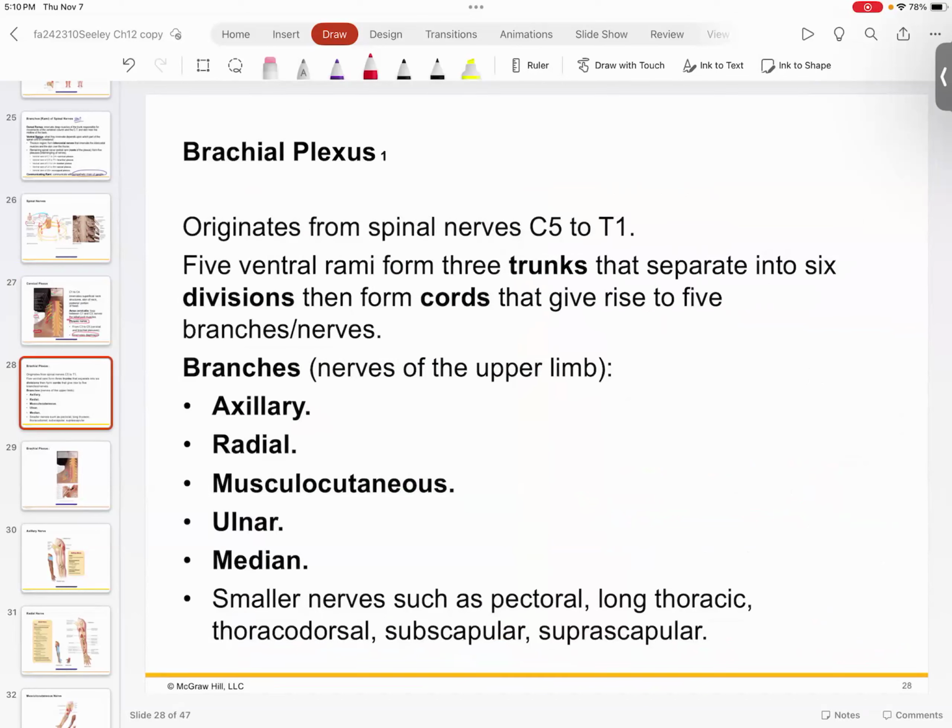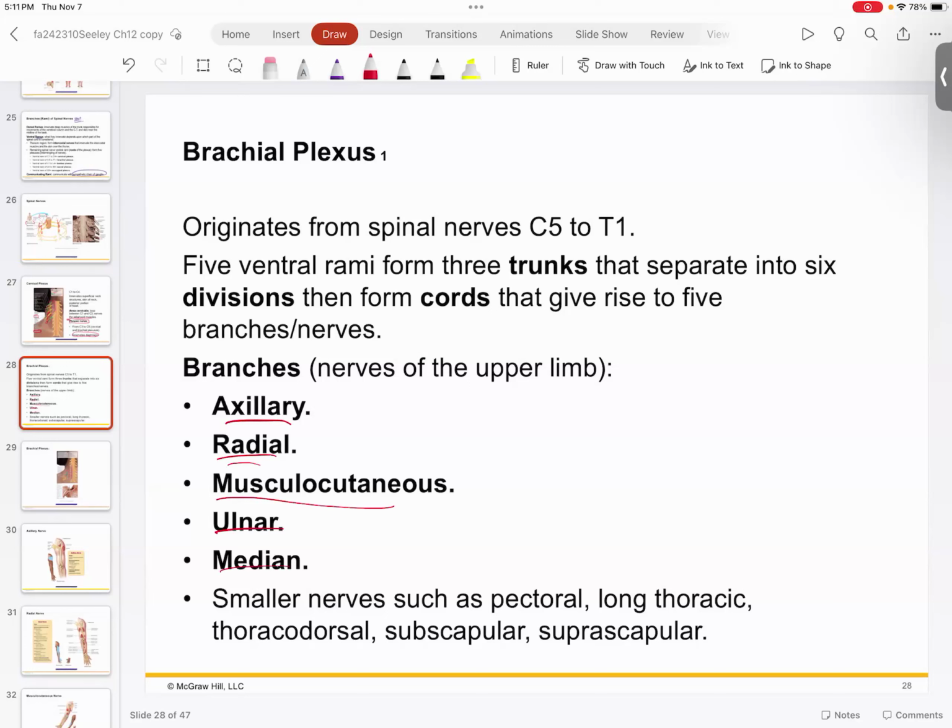Okay, so now let's take a look at the brachial plexus. We'll move our way down. We stopped off at C4, and now we're looking at C5 to T1. Ultimately, these are five ventral rami. They'll form three different trunks, and then they'll move into divisions and cords. Some of the branches it gives rise to are the axillary, the radial, the musculocutaneous, the ulnar, and the median.